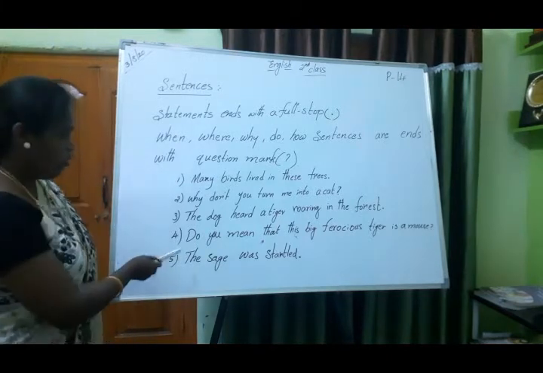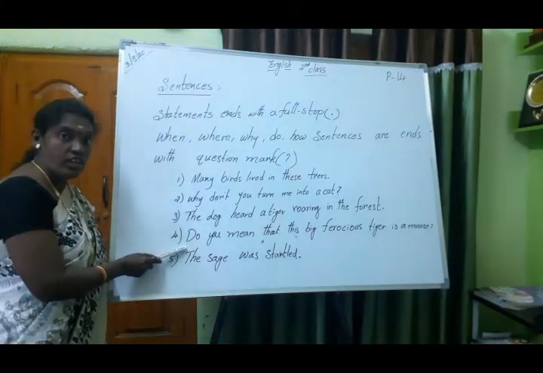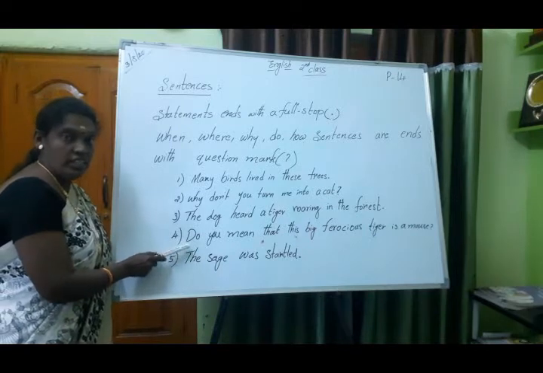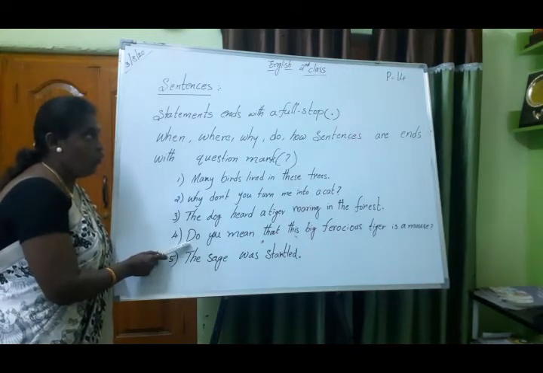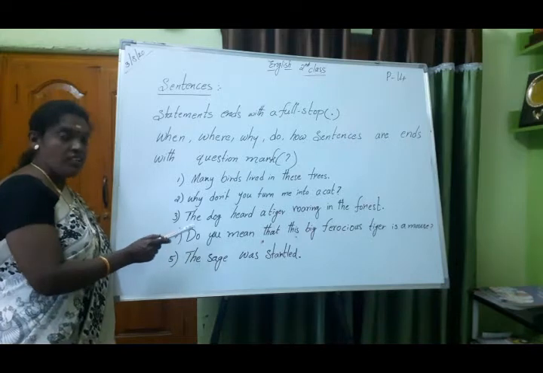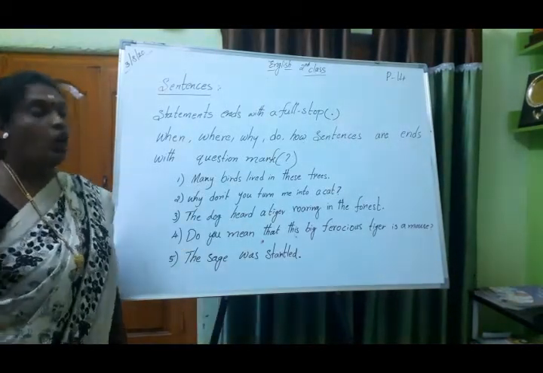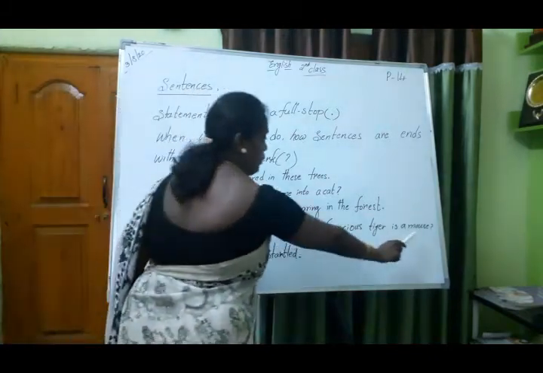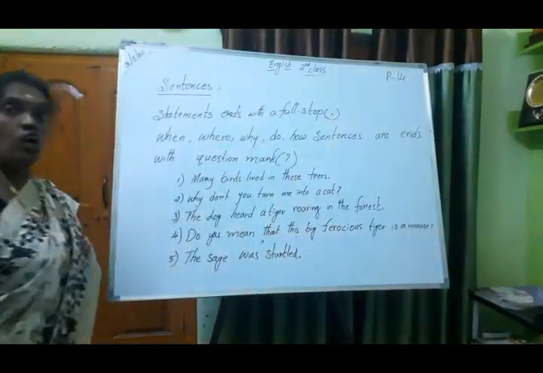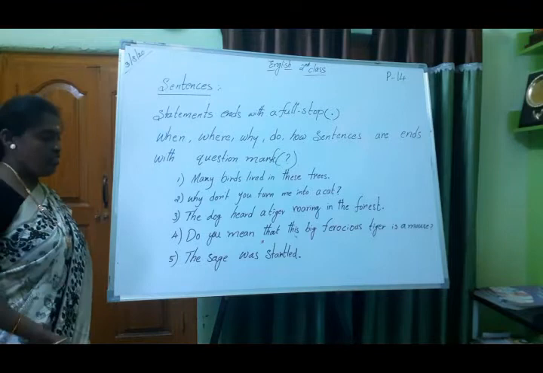Do you mean? So here the starting word is what, children? Do. If the sentence starts with do, this sentence will end with what, children? Question mark. Yes, very good. This sentence will end with a question mark. Yes, children, you understand now?